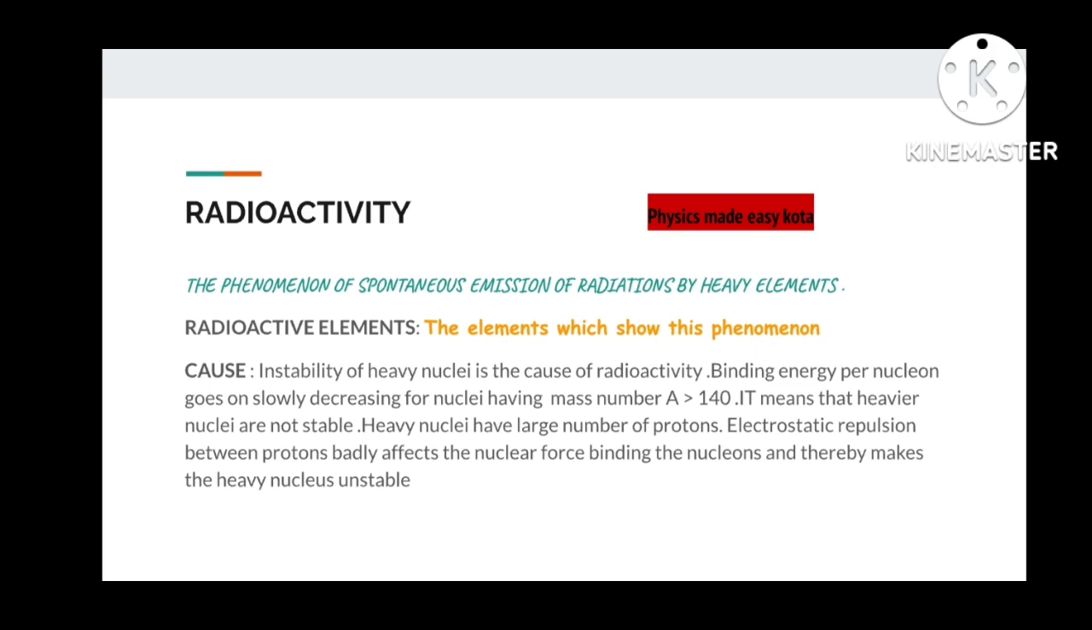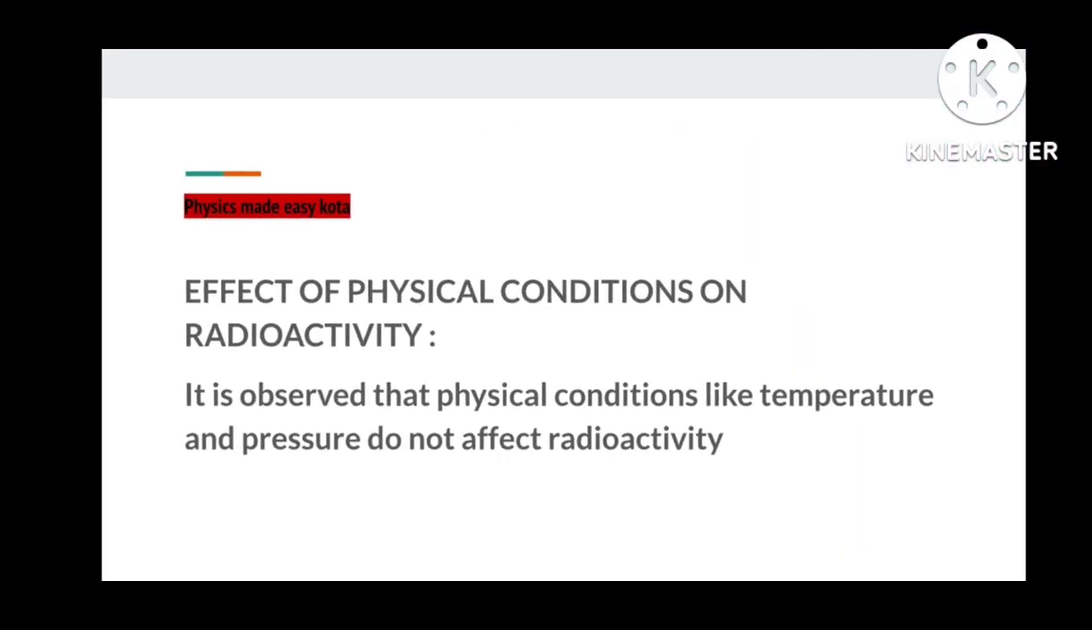So we can say that heavy nuclei have a large number of protons and the electrostatic repulsion between protons badly affects the nuclear forces. So it makes the heavy nucleus unstable. So electrostatic repulsion has a great impact in making the heavy nuclei unstable. But physical conditions like temperature and pressure do not affect radioactivity.